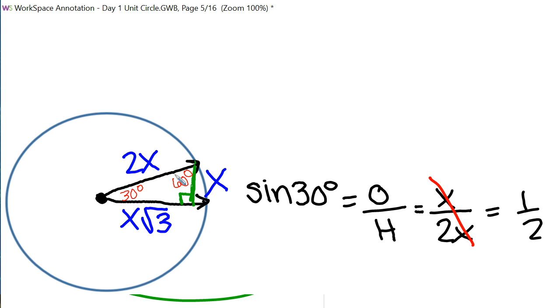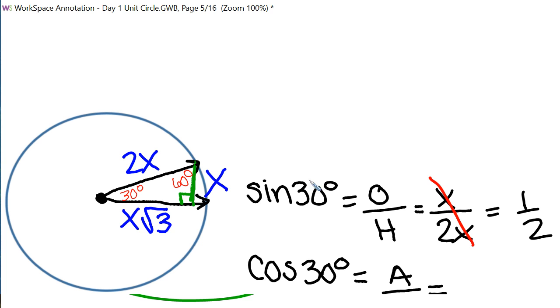Now the next thing we're going to do is find the cosine of 30 degrees. And using SOHCAHTOA, how do you find cosine? Adjacent over hypotenuse. So what is the adjacent side? X square root of 3. What is the hypotenuse? 2X. What happens with those X's? They cancel. And that gives us square root of 3 over 2.